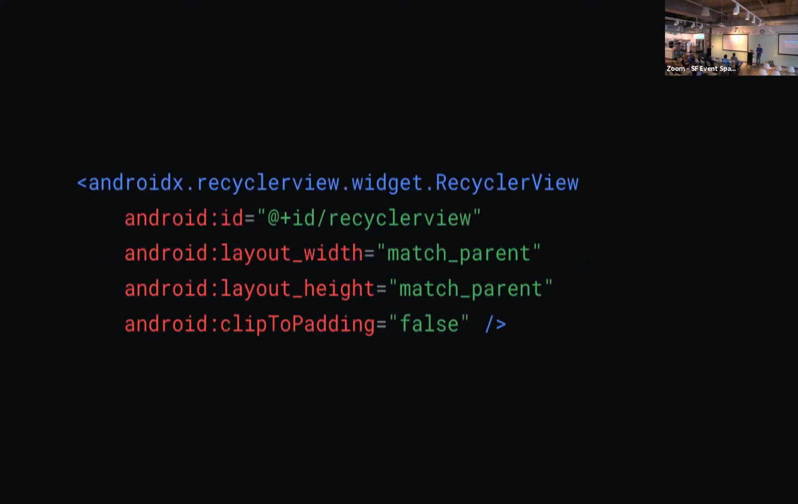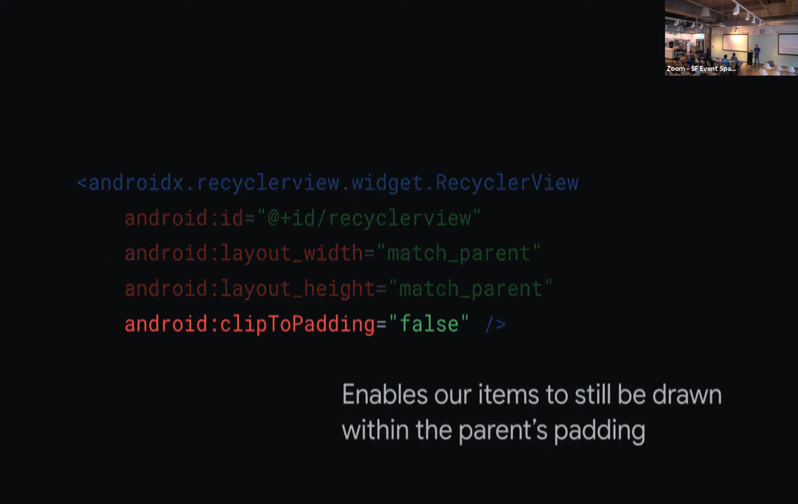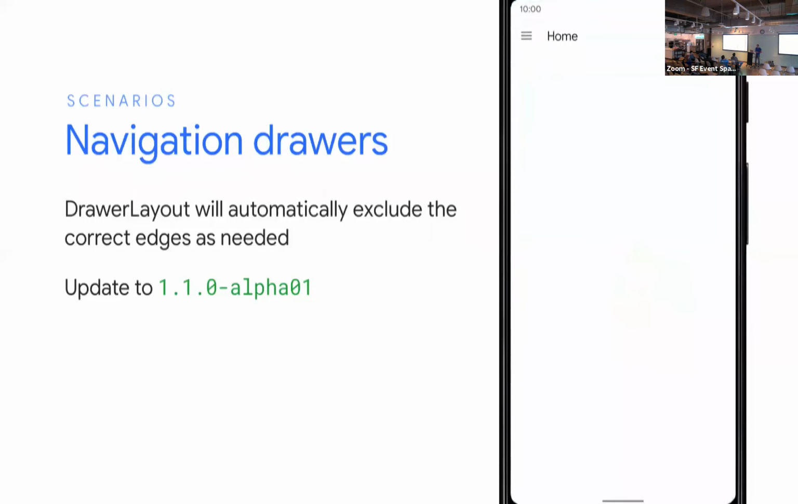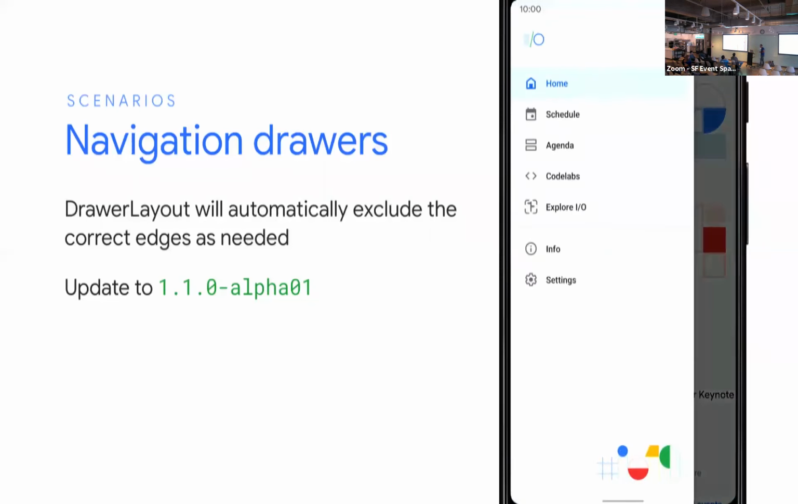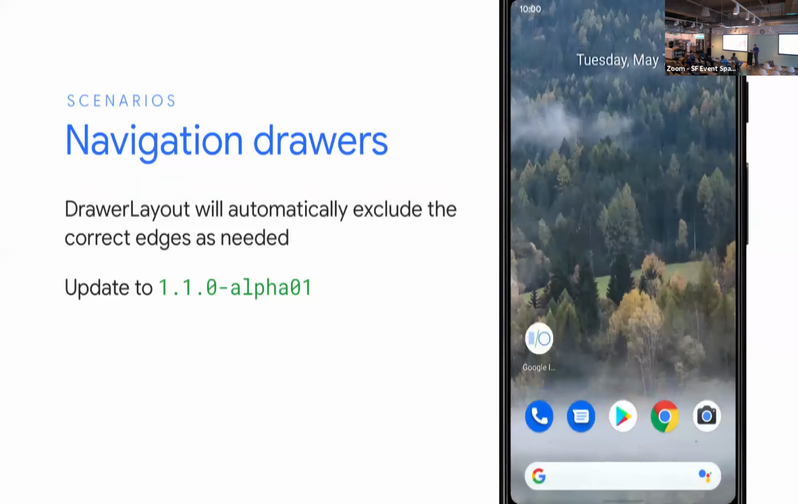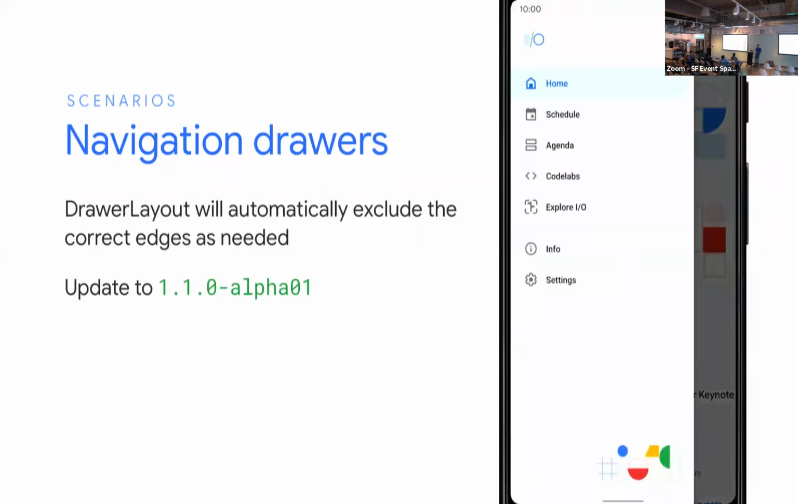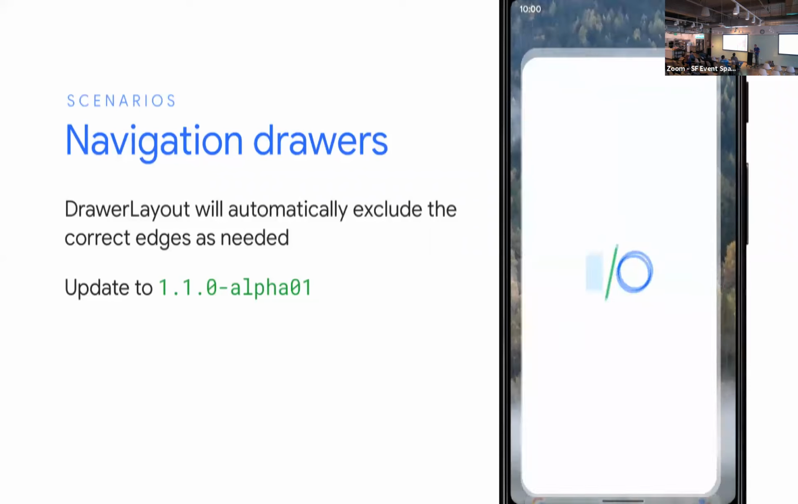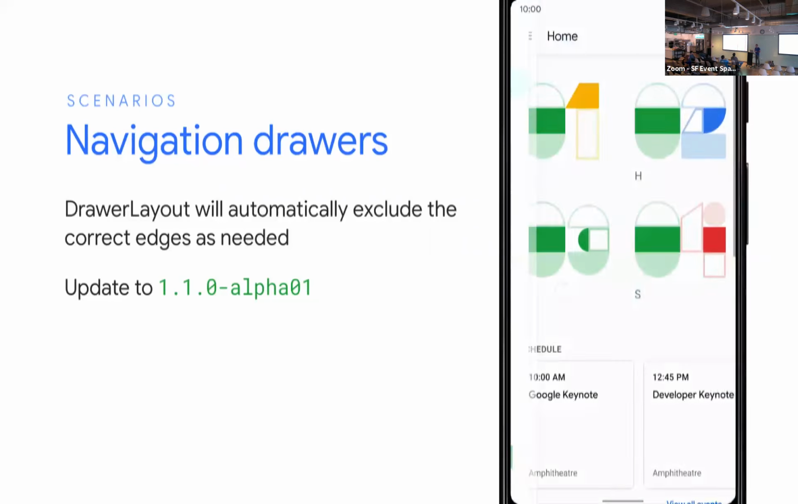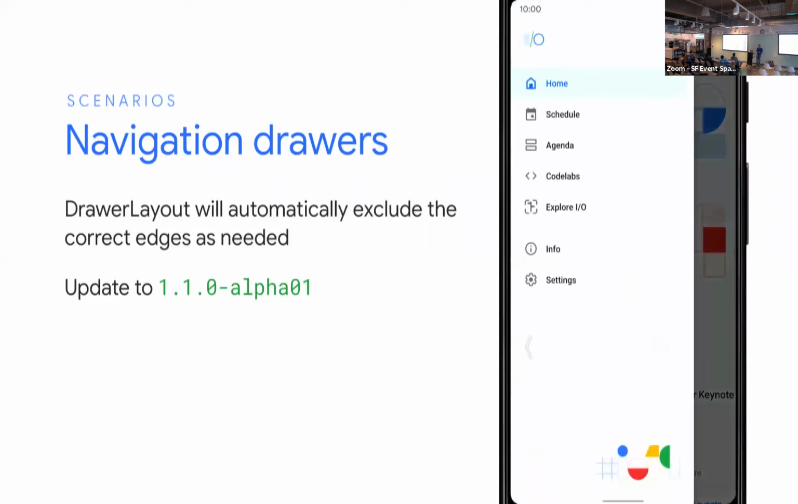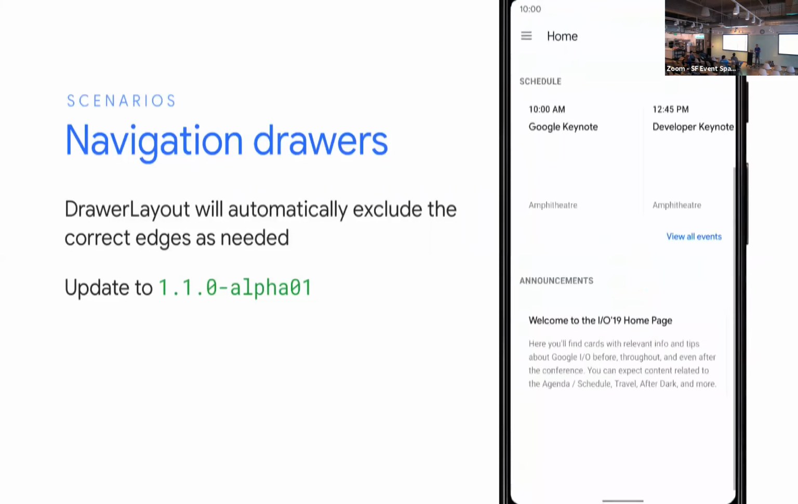One thing you need to be aware of when using that is you need to use the clipToPadding parameter so that the items will still be drawn within the parent's padding. Another tricky use case is navigation drawers. Don't worry, you don't need to opt out the whole edge to make them work. We already made it work for you. You just need to update your dependencies to 1.1 alpha and build against Q.